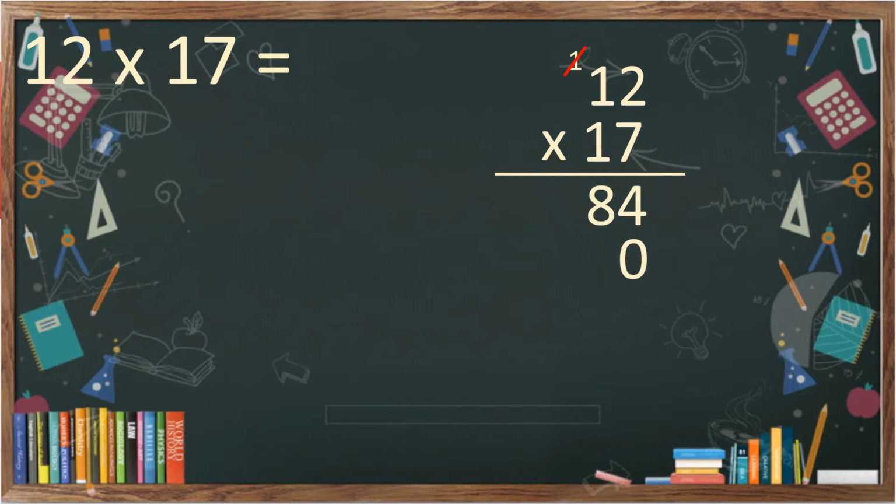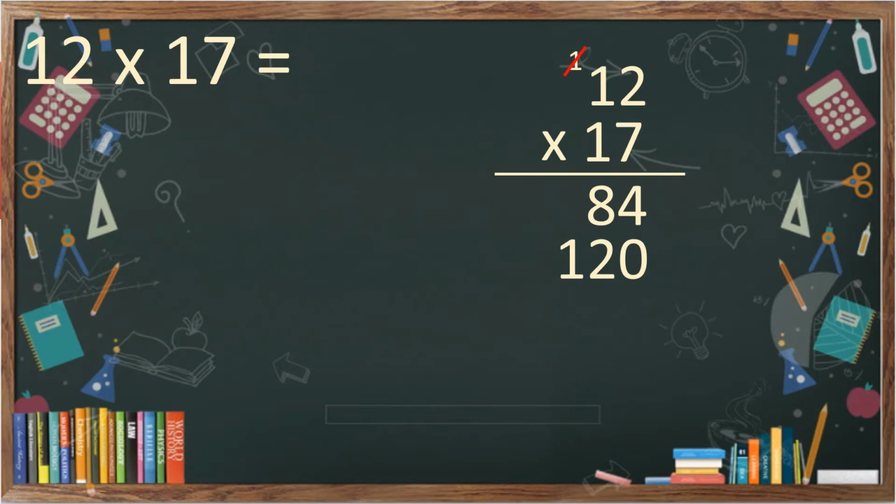Next, we will do 1 times 2. 1 times 2 is 2. So underneath the 8, we would write 2. Then we would do 1 times 1. 1 times 1 is 1. So we would write a 1 next to the 2.